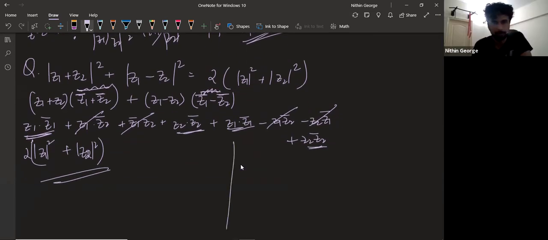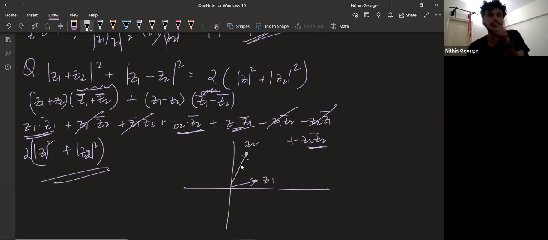Now, how I would like you to start thinking from now on. Two z's are given, z1 and z2. What do you mean by z1 plus z2? When I say z1, I'm referring to this vector. Think of it like that. When I say z2, I'm referring to the other vector. z1 plus z2 is what? You remember the parallelogram law of addition? z1 plus z2 is this vector.